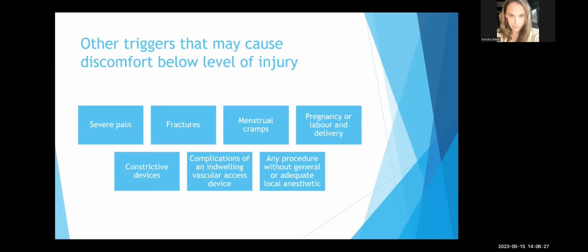And this, when taking a full history with your patient, is critically important. There are other causes of autonomic dysreflexia. Maybe they're having menstrual cramps. Perhaps they are pregnant and starting to go into early labor. Could there be something like a fracture that they were unaware of happening? Is there any complication from an indwelling vascular device, or did they recently have a procedure without adequate local or general anesthetic? Can I get the next slide as well?